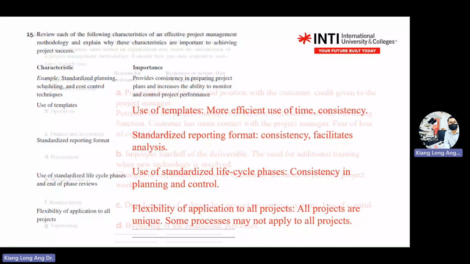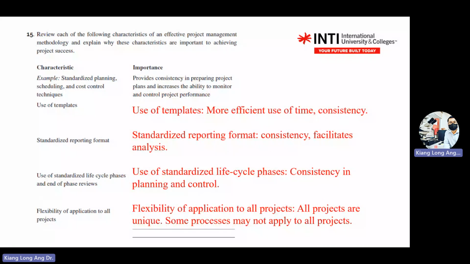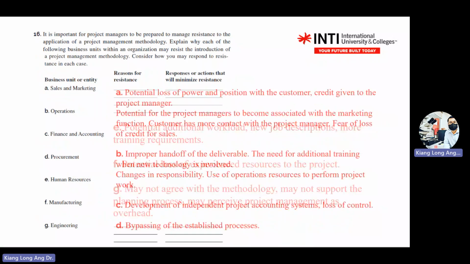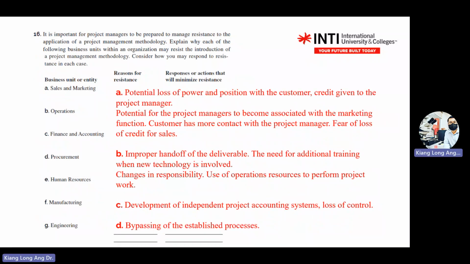Okay, question 16. I forgot to hide the answer. I give you all. Okay, so the importance of a project manager being prepared to manage resistance to the application of a management methodology.